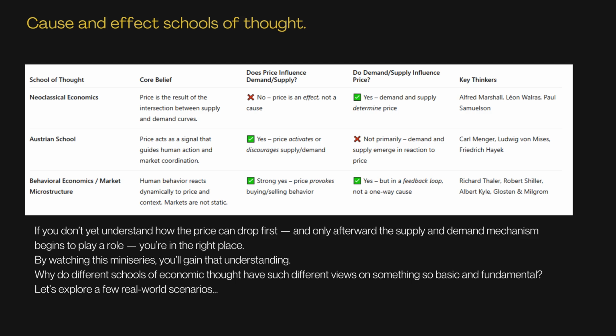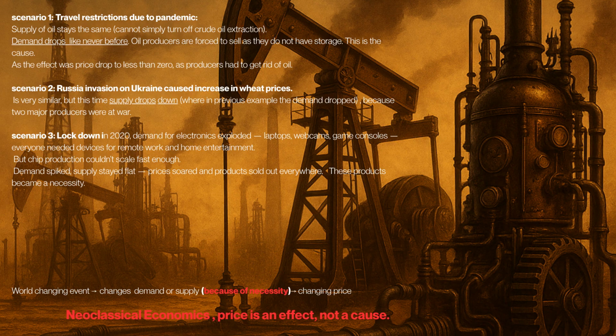And here's the key point. These aren't just theoretical differences. They lead to completely different interpretations of what's happening on a chart. If you still think that supply and demand determine price, you're stuck in just one model. But once you realize that price can move first, and that supply and demand might adjust afterward, you start to see the market for what it really is, a dynamic, adaptive system. Let's see what this means in practice.